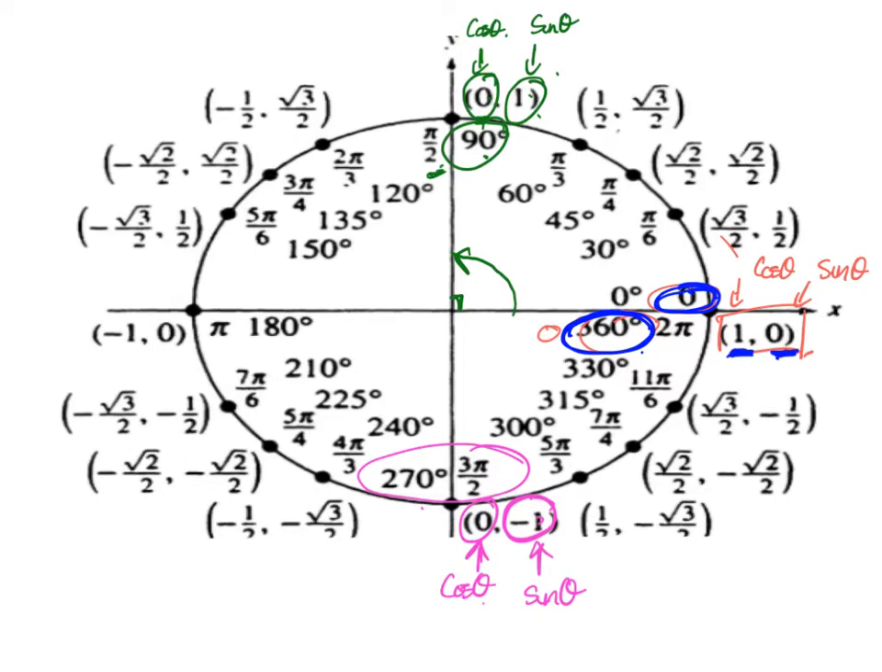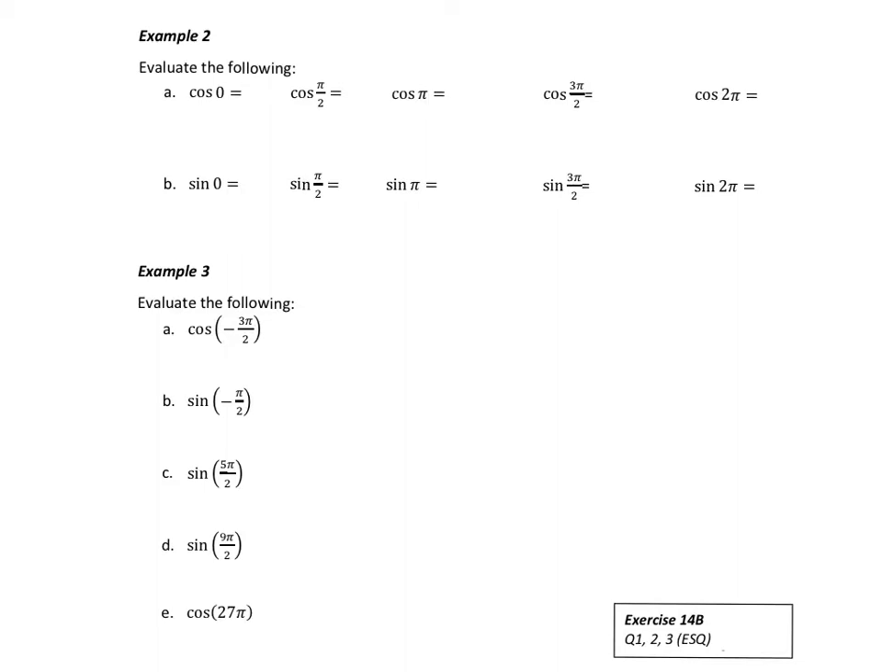Let's have a go at some examples and see if it becomes a little bit clearer. Now the example says evaluate the following. We shouldn't need to use our calculator here. We should be using our unit circle. Now remember, our unit circle from the last page, if you have a circle like that, you've got (1, 0), (0, 1), (-1, 0) and (0, -1), because the radius of my circle is 1.